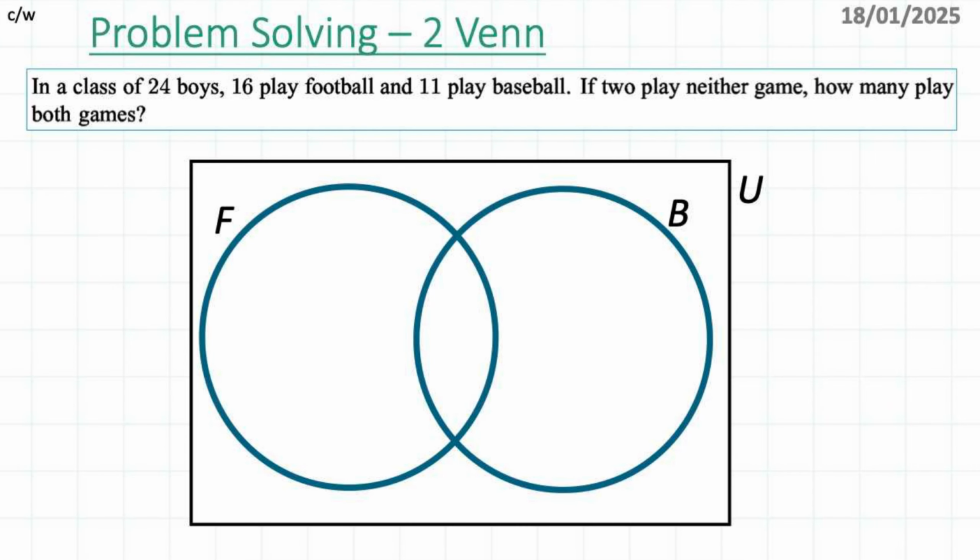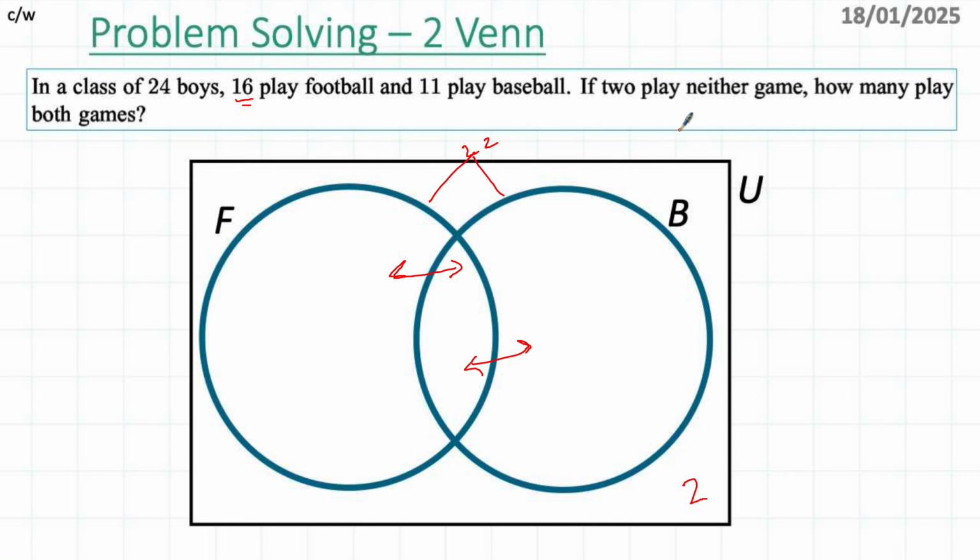So just to practice how to fill this up: in a class of 24 boys, you have 16 that play football, 11 play baseball. If 2 play neither, how many play both games? So you don't know the intersection, but you know that all of football is 16 and all of baseball is 11, which means when I say 16, I'm also including the intersection. So both of these add up to 16 and both of these add up to 11. So you need a mathematical way to find the intersection. If I know that 2 play neither, it means the total of football and baseball is adding up to 22. So those two should add up to 22.